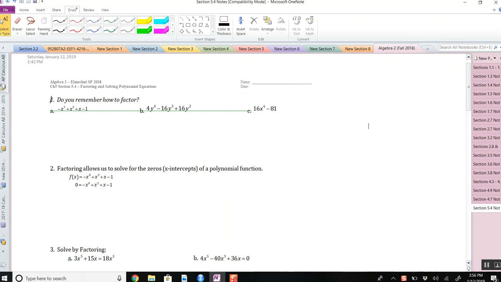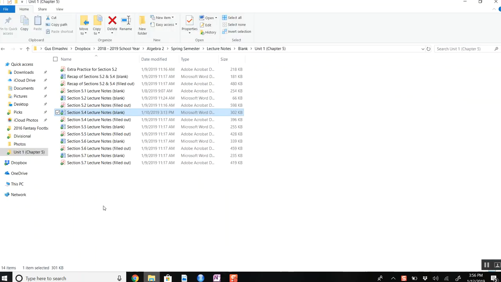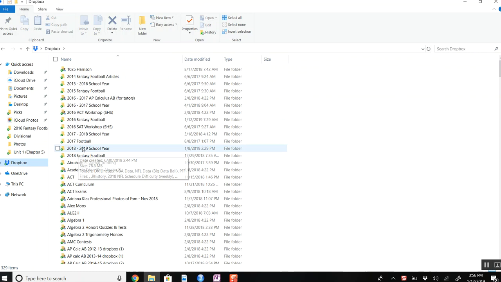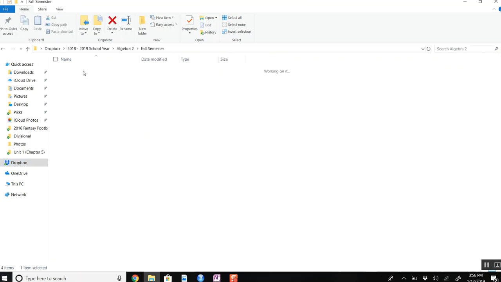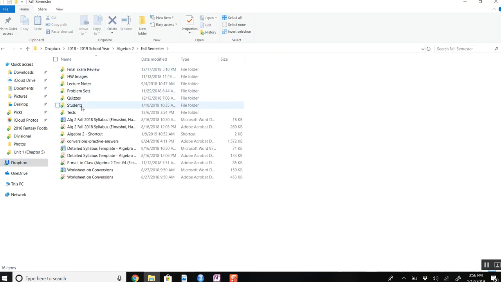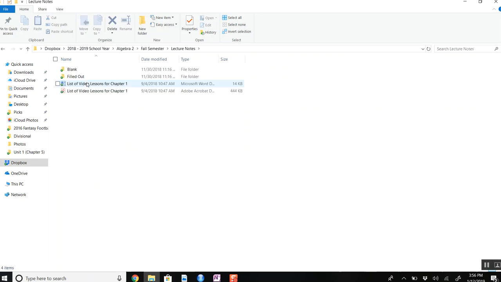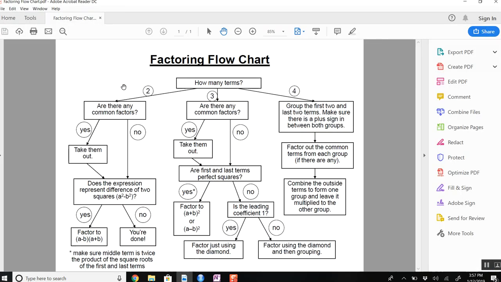Usually whenever you see 4 terms, typically you're going to want to do factor by grouping. In case you forgot factor by grouping, we usually group the first 2 and the last 2 terms. In fact, we could look at our flow chart from a while ago. Hopefully you still have it. If not, I can print some for you guys. Probably have it over here under chapter 4. There we go, factoring flow chart. So yeah, 4 terms, you're going to want to do factor by grouping. So we'll refer to this when we need to.